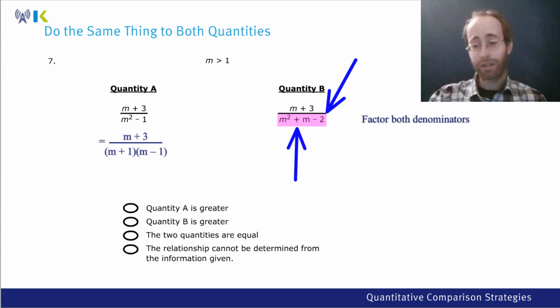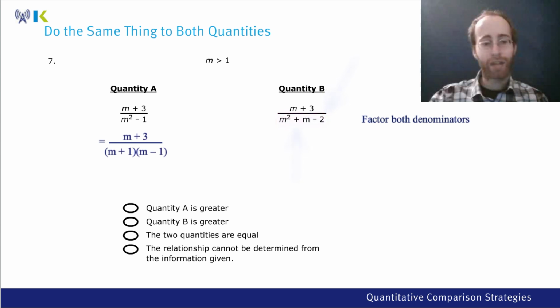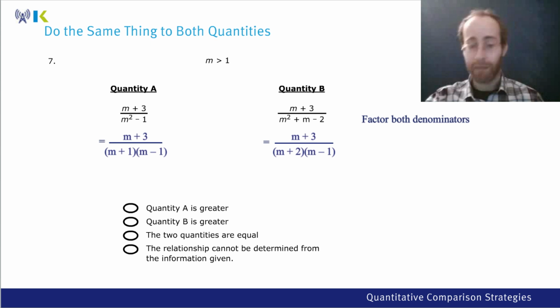Right. +2 and -1. 2 plus -1 is 1, so they add to give the number in the middle. 2 times -1 is -2, so they multiply to give you the number on the outside. Once you find those magic numbers, that's how you factor. So here it'll be m plus 2 times m minus 1.